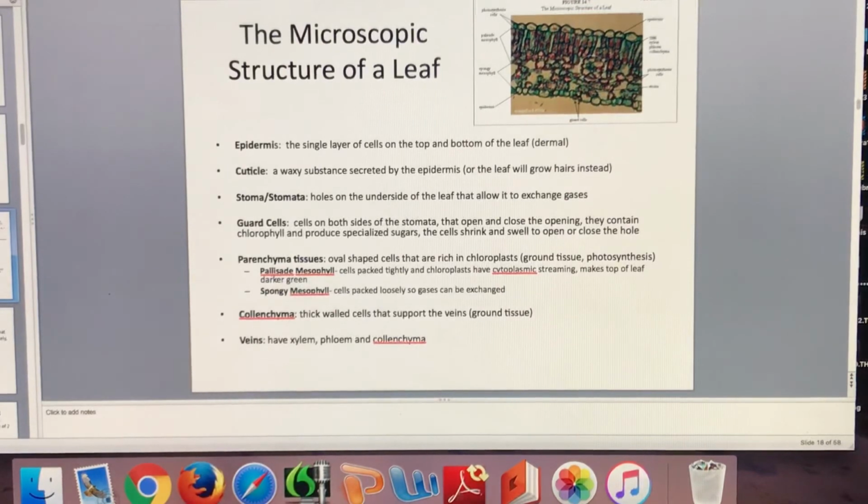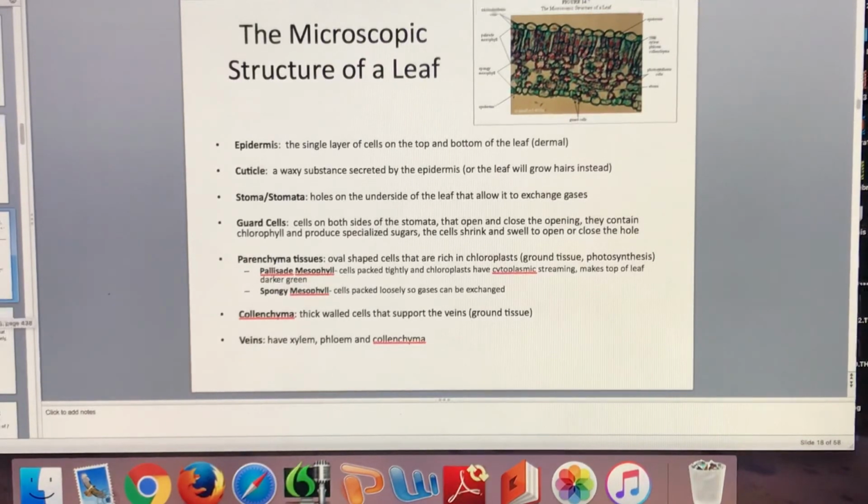And then finally, we have the veins that have xylem, phloem, and parenchyma cells. I am looking on here. Here we go. So here we have our veins. And so this area is including the xylem, phloem, and parenchyma.